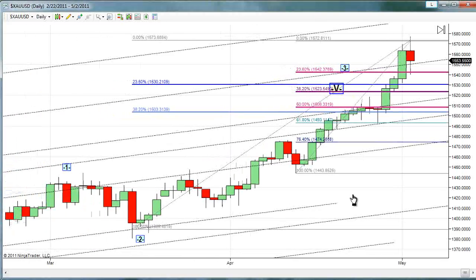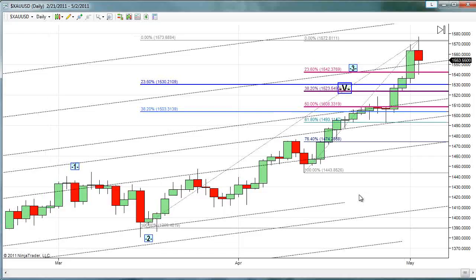Now, in terms of our upside projection, we are close. We have hit the numbers that we were initially looking for, but realize, traders, that a 1.16% move takes us to about 1592. We've gotten just shy of that.